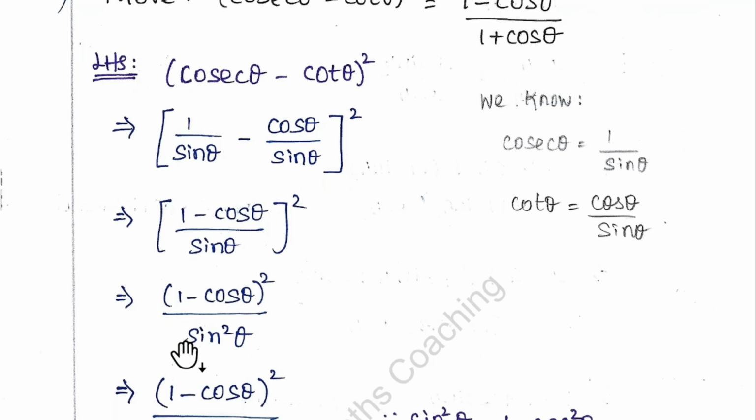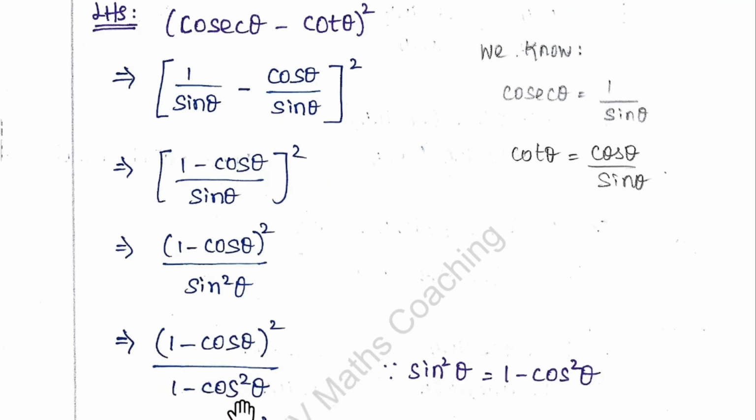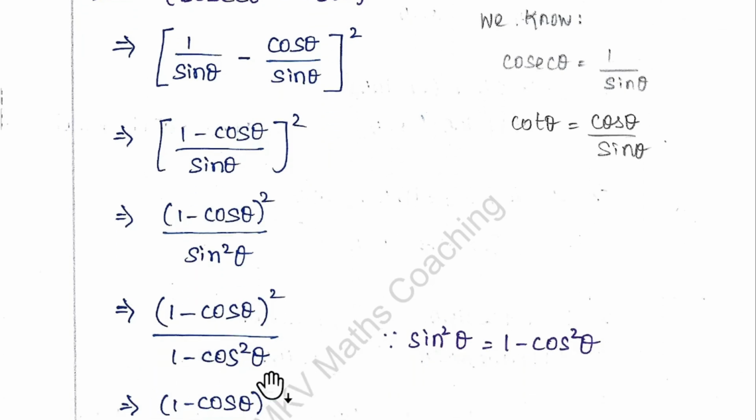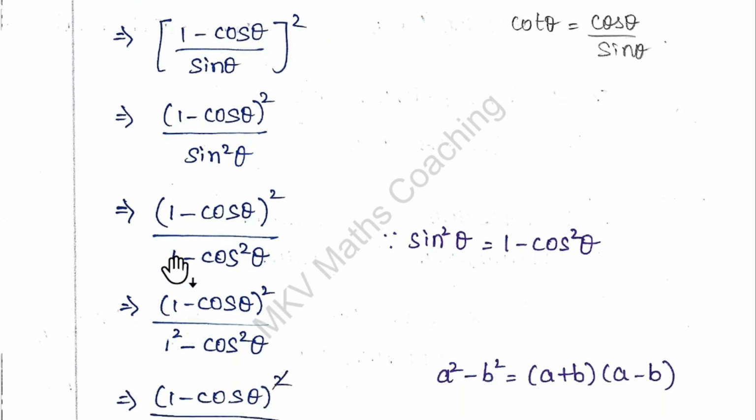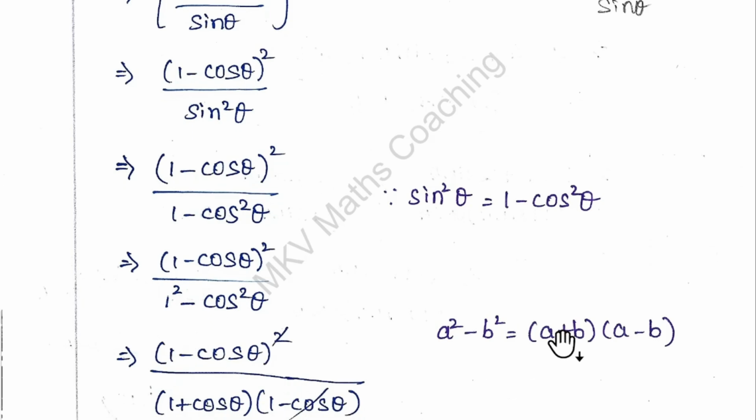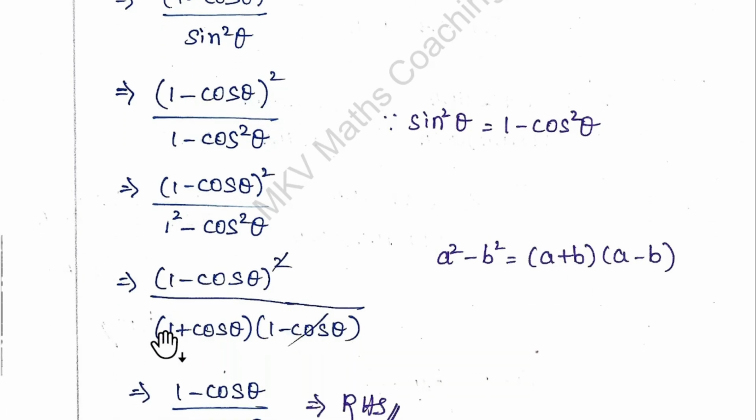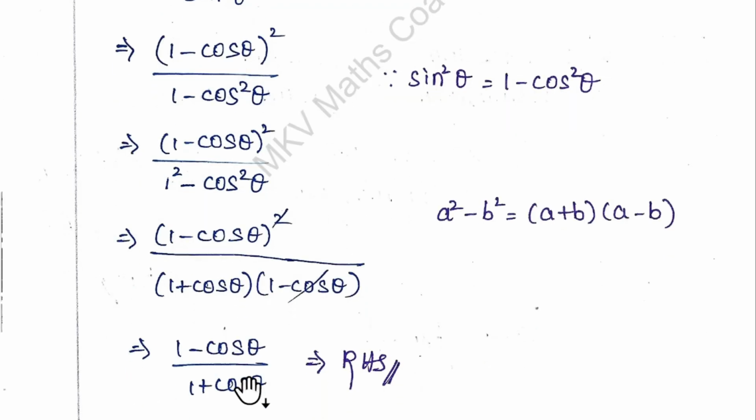That's all, right? So I am going to write sine square as 1 minus cos square theta. I can also write 1 as 1 square, right? So it never changes. 1 square is also 1. The value never changes. So I'm writing this as the a square minus b square formula so that I can expand it as (a plus b) into (a minus b). So (1 plus cos theta) into (1 minus cos theta). 1 minus cos will get cancelled, and in the new denominator we have 1 plus cos. So this is our RHS, (1 minus cos theta) by (1 plus cos theta).